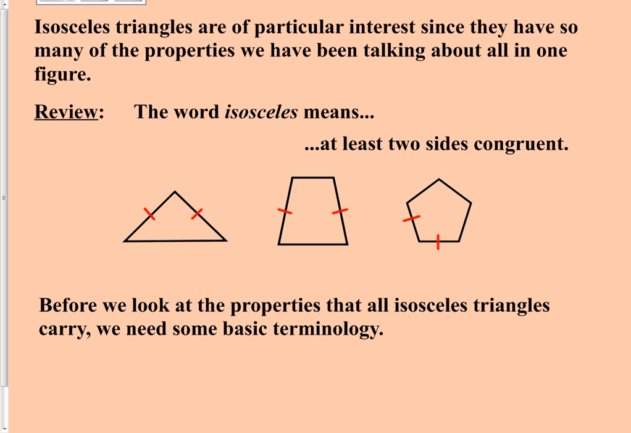Now, before we look at the properties that all isosceles triangles carry, we are going to need some basic vocabulary because the properties do refer specifically to that vocabulary. And as I already said, isosceles triangles carry their own vocabulary, kind of like their own little language. So we need to make sure we learn these terms and the way that these terms apply to isosceles triangles. Because some of these terms we have seen before, but we've seen them with slightly different definitions in slightly different shapes.